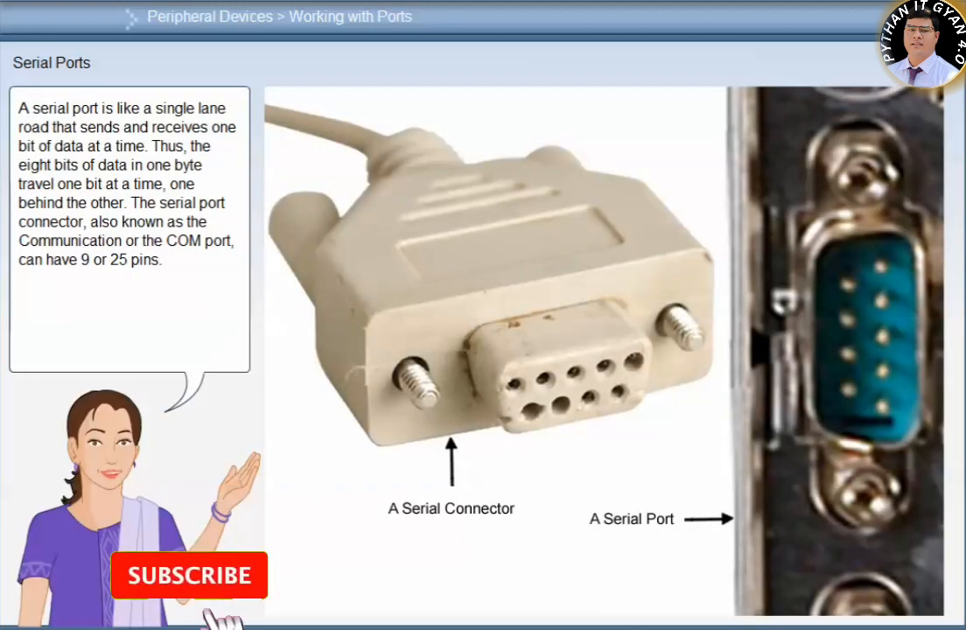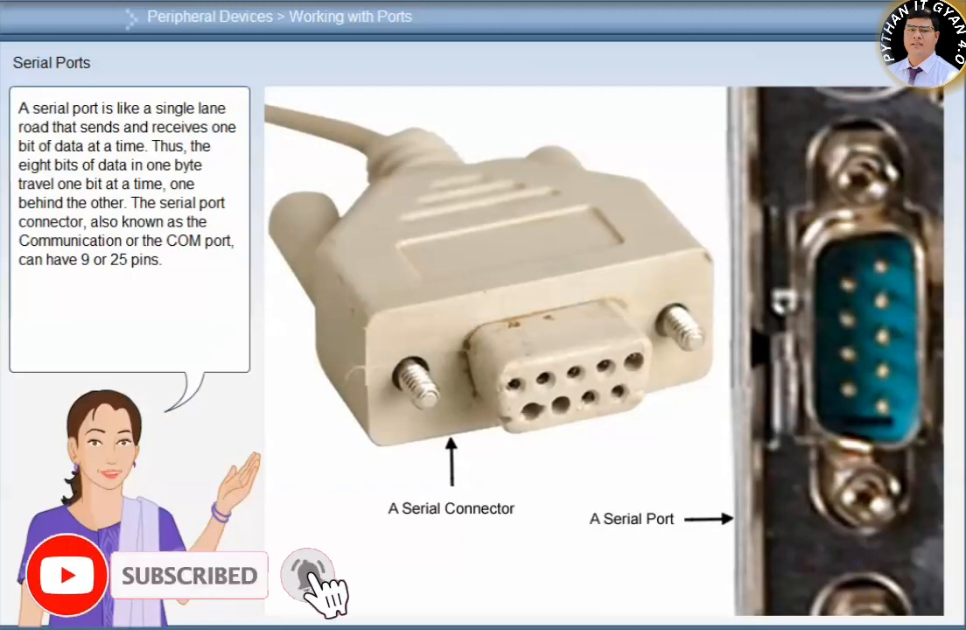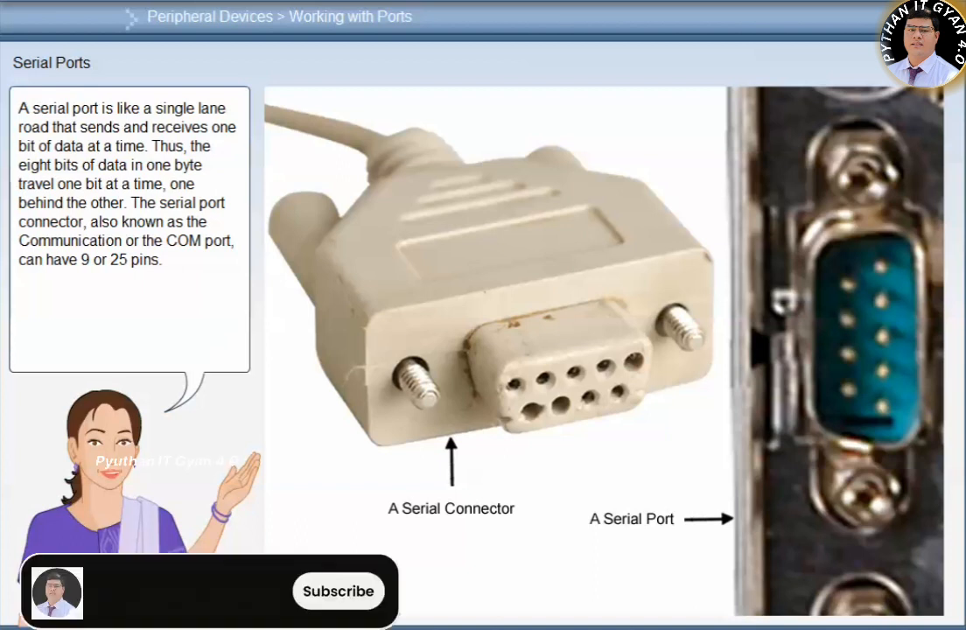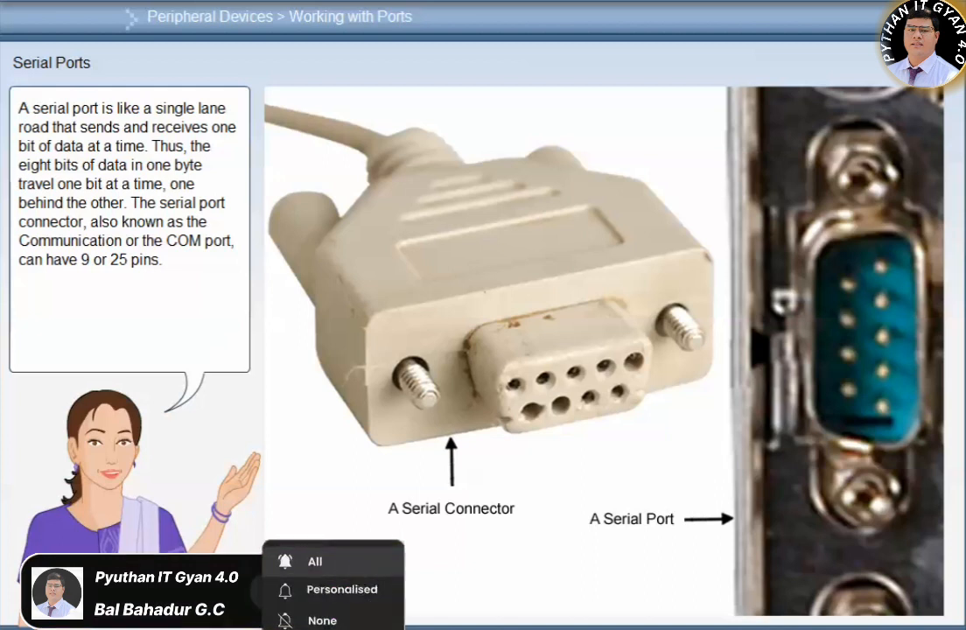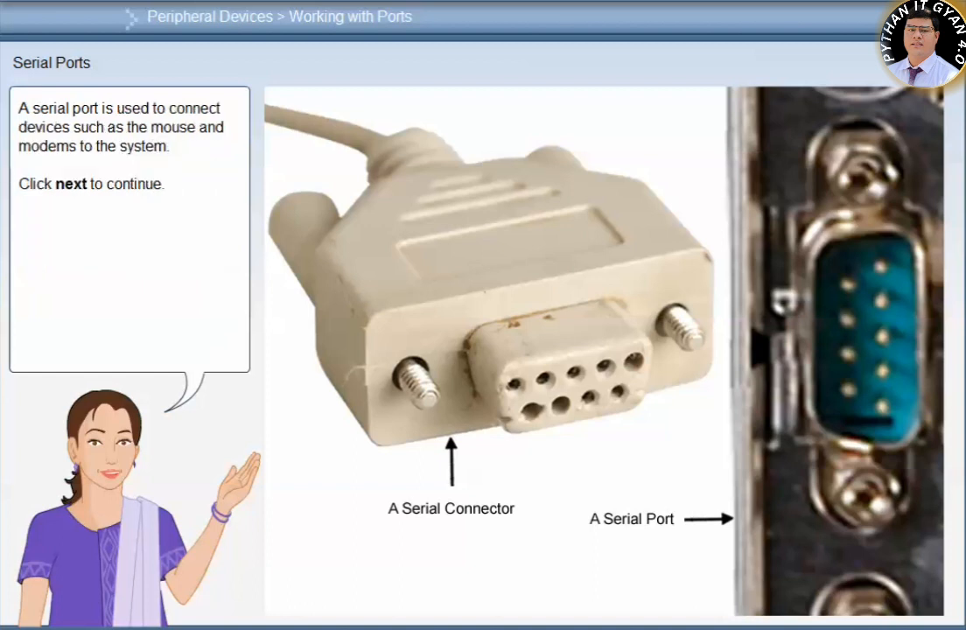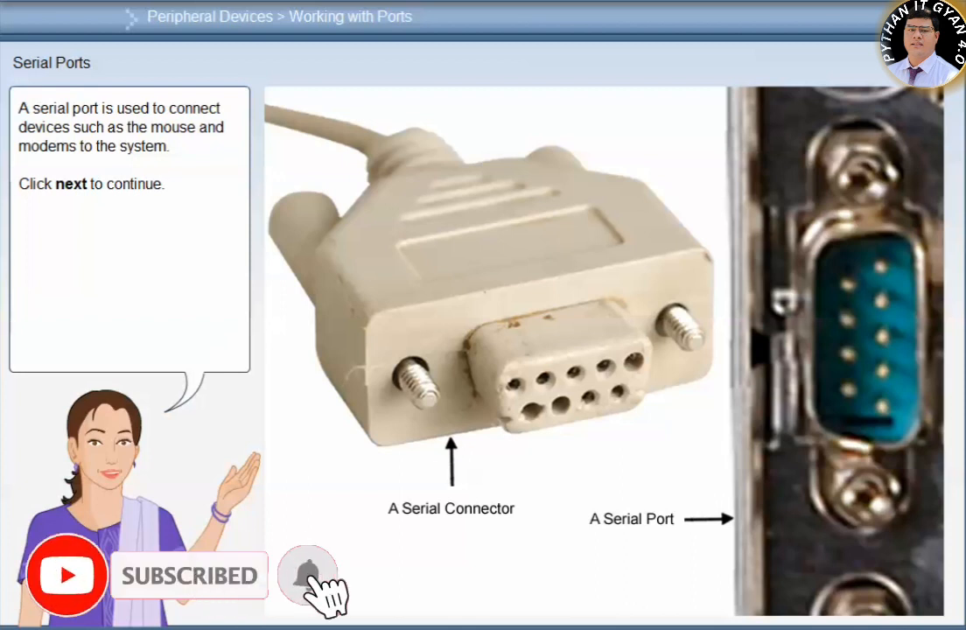A serial port is like a single-lane road that sends and receives one bit of data at a time. Thus, the 8 bits of data in one byte travel one bit at a time and one behind the other. The serial port connector, also known as the communication or COM port, can have 9 or 25 pins. A serial port is used to connect devices such as the mouse and modems to the system.